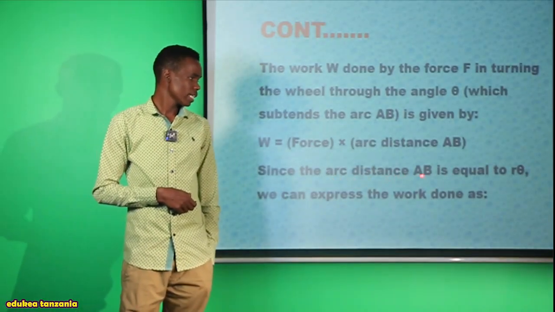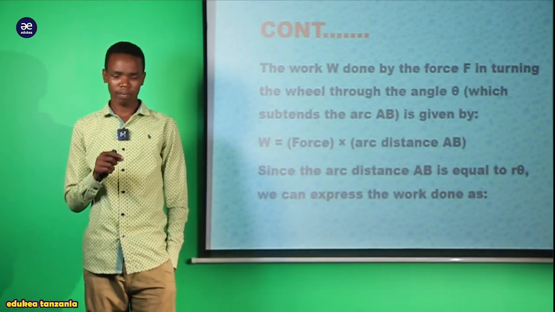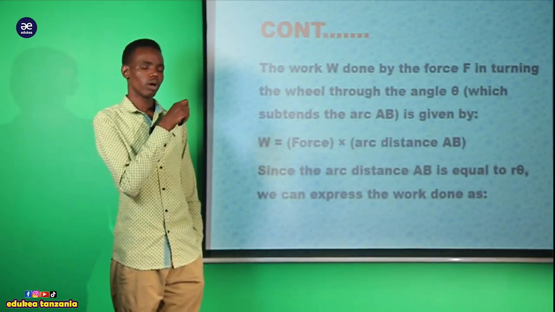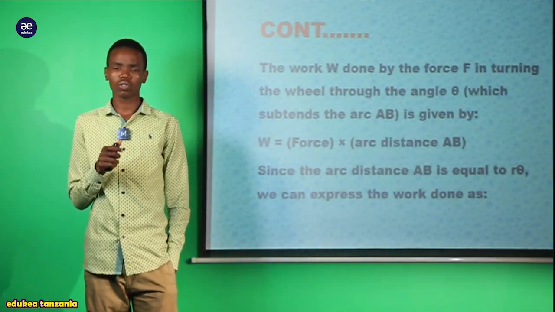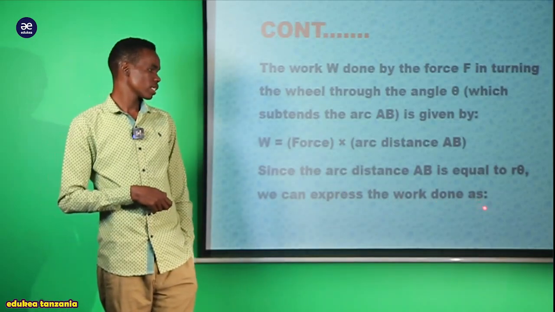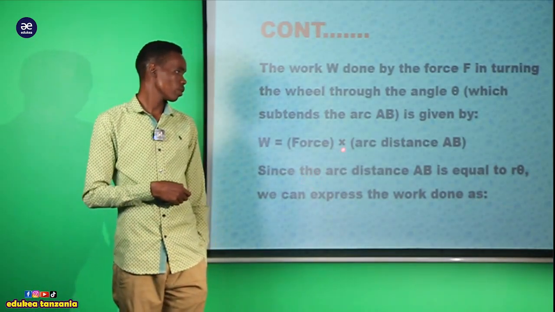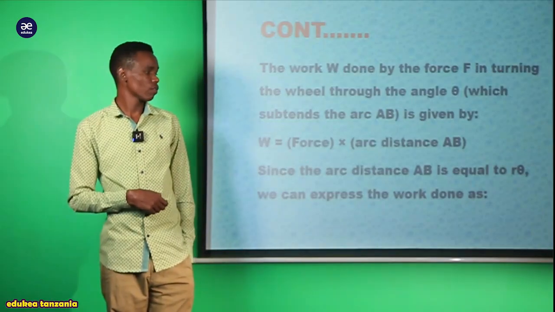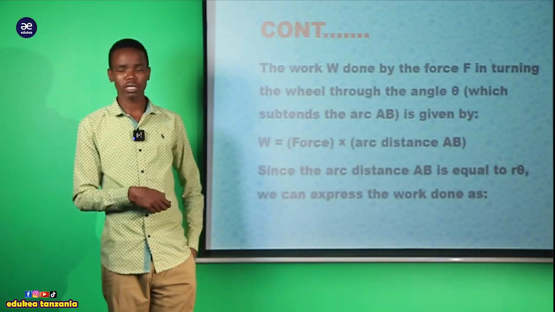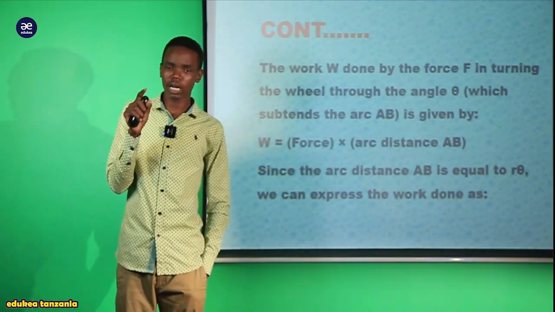Since the arc distance AB is equal to r theta, as we know that the arc distance exactly in our wheel is equal to r theta. Now we can express the work done as this one. Kwa kama yule work done tumeshampata, yule work done tumesema ni sawa na force times the arc distance. Therefore tutamwambia kwamba kwa sababu pale kwenye arc length tulisoma kabisa kwamba yule length anakuwa ni sawa na r theta.